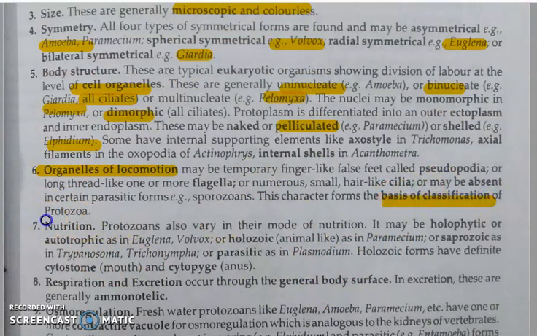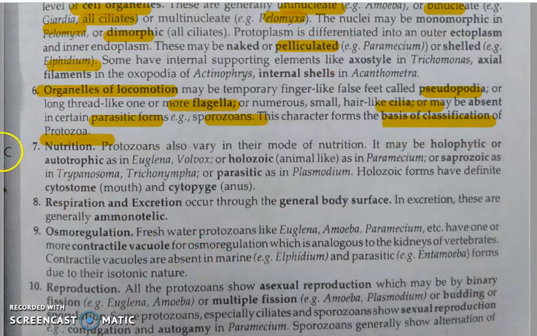And organelles of locomotion, this is an important characteristic because it forms the basis of the classification of phylum Protozoa. So the organelle of locomotion could be pseudopodia, observed in amoeba. It could be long thread-like flagella, or it could be small thin hair-like cilia that are present all over the body, for example in ciliates. Or the organelle of locomotion could even be absent, for example in parasitic forms, an example is sporozoans.